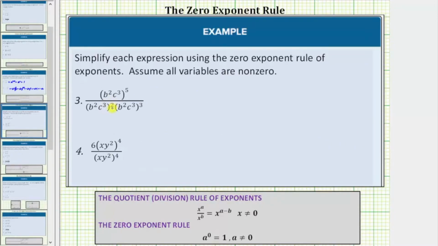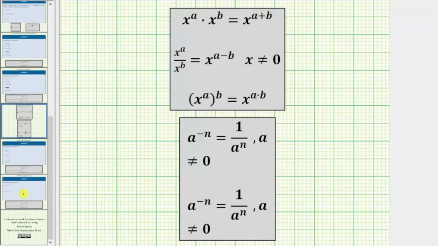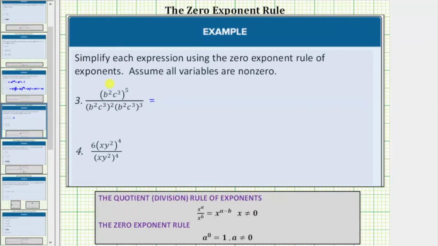Number 3 looks a lot more complicated, but notice for all the exponential expressions, the base is b squared c to the third. So let's begin by determining the product in the denominator. Remember, when multiplying and the bases are the same, we add the exponents, which is the product rule of exponents shown here. x raised to the power of a times x raised to the power of b equals x raised to the power of a plus b. So we'll leave the numerator in its current form for right now.